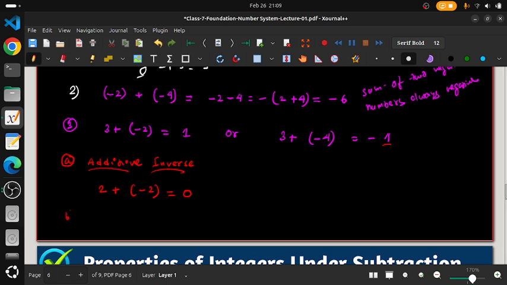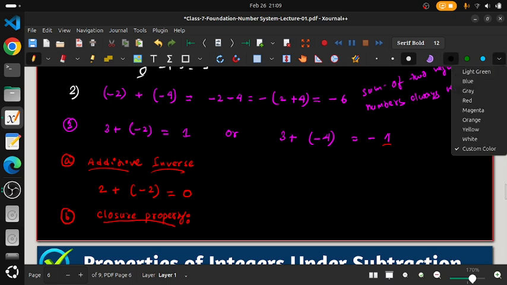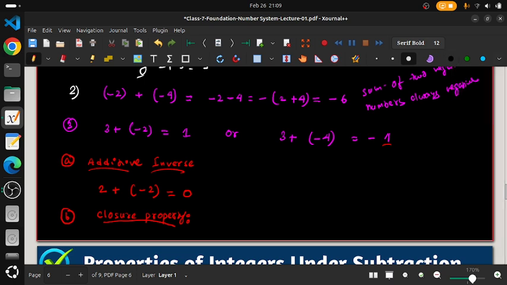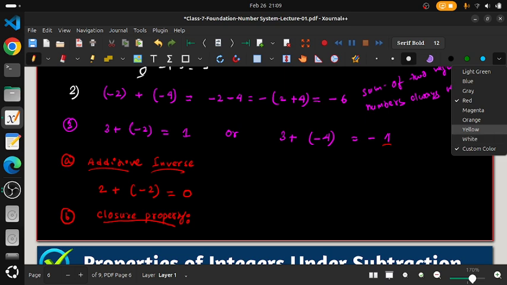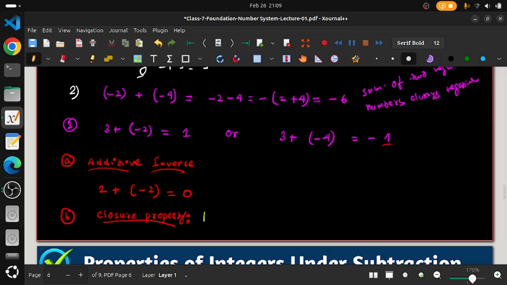Now there is another property, which we call the closure property. We are talking about addition only. What does the closure property say? It says that if I have two integers, their sum will also always be an integer, which is obvious. Suppose I have an integer p and an integer q, if I add the two integers, the result will also always be an integer.